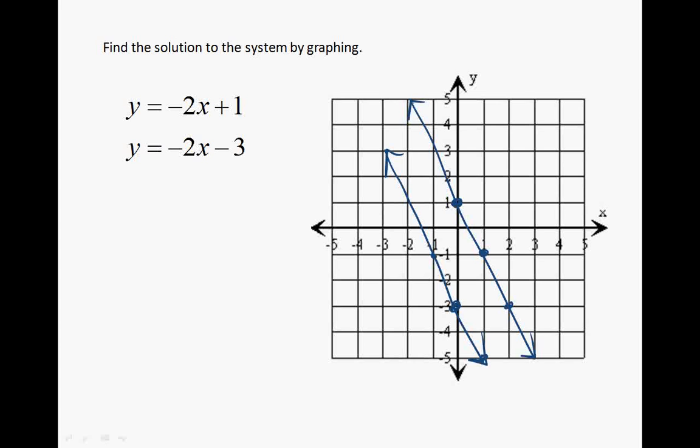What do you notice about these 2 lines? Well, you should notice that they're parallel. And by definition of parallel, these 2 lines are never going to intersect. So when you have 2 lines in a system that are parallel, there is no solution.